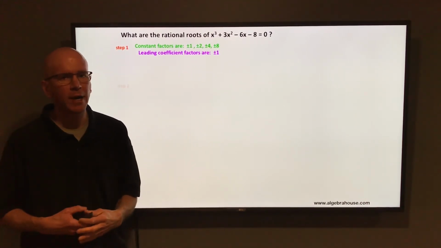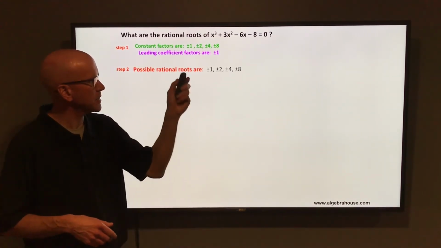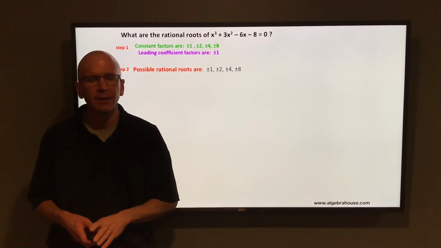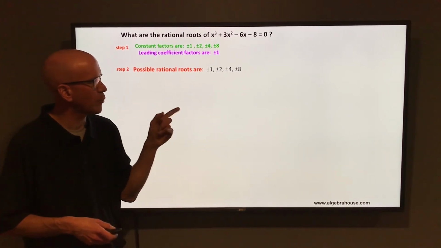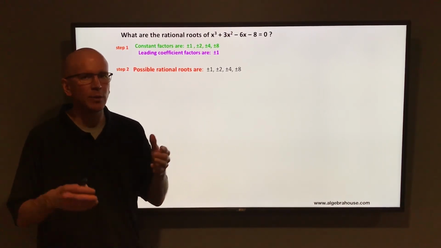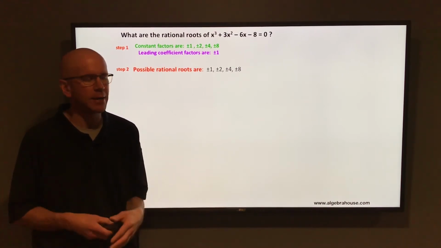So the possible rational roots would be that list of constant factors, because you're putting each one of those over 1. So the possible rational roots are positive negative 1, positive negative 2, positive negative 4, and positive negative 8. Now we need to start substituting those in until we get one to work, one to hit. That gives us something to work with to get more rational roots.